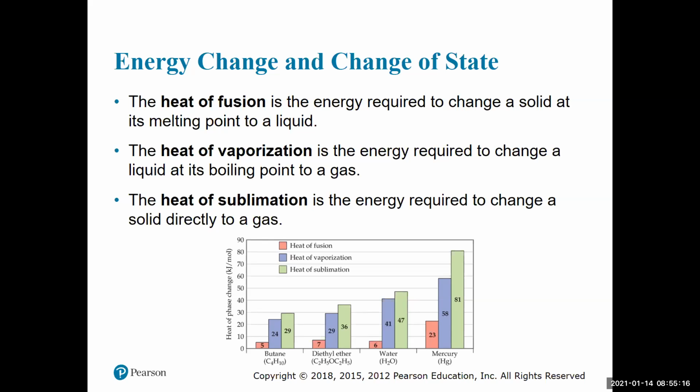The next one is heat of vaporization. And kind of similar to heat of fusion, in this case, it's the energy required to change a liquid at its boiling point to a gas. So once again, you get the liquid up to whatever its boiling point is. And then what's the energy it takes once you've reached that temperature to then convert it into the gas. And then finally, heat of sublimation, that's the energy required to change a solid directly to a gas.